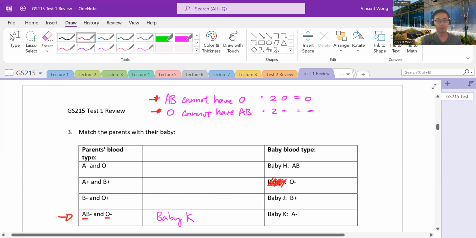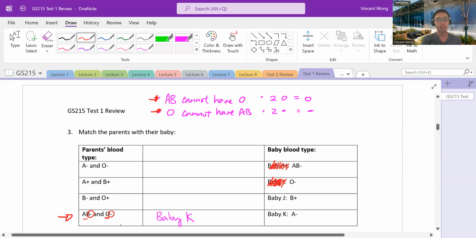Similarly, if you're type O, you can only pass on little i. You do not have an IA, you do not have an IB. It's impossible for you to have an AB baby. So that's not yours.